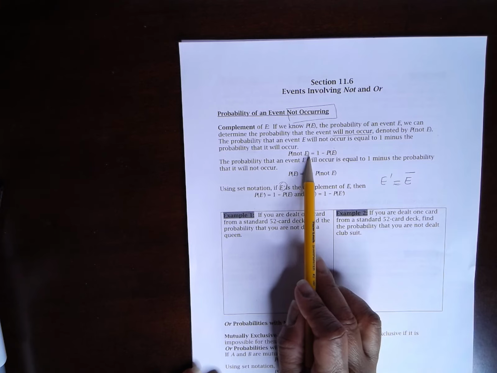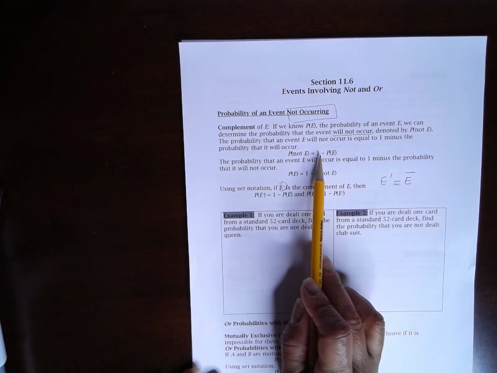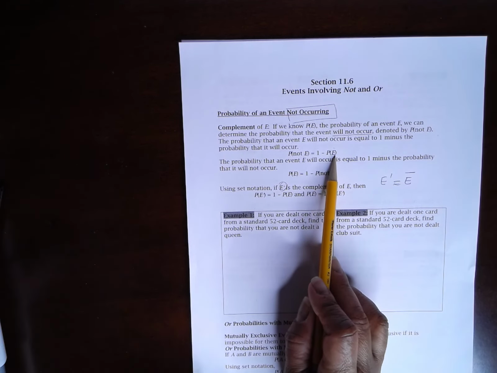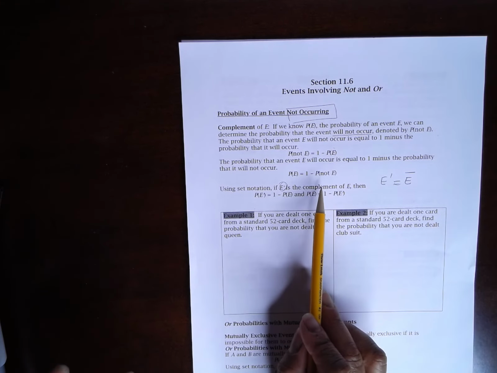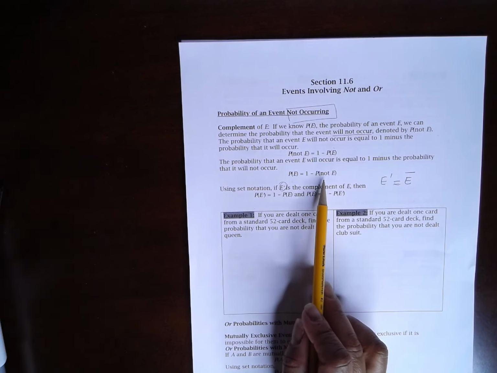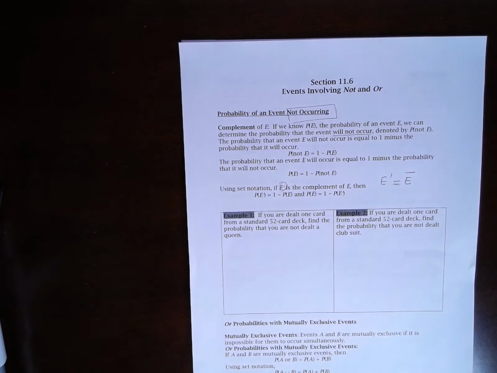So the probability that it will not rain is equal to 1 minus the probability that it will rain, and the probability that it will rain, if you know the probability that it will not rain, is 1 minus the probability that it will not rain. So hopefully that helps you in understanding this section about complements.